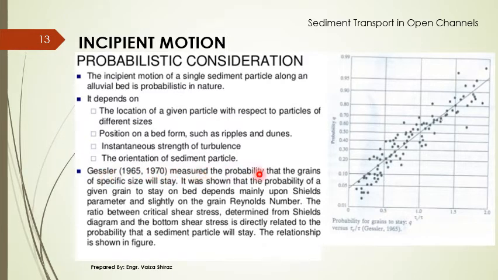Gessler measured the probability that the grains of a specific size will stay. It was shown that the probability of a given grain to stay on the bed depends mainly upon the Shields parameter and slightly on the grain's Reynolds number. The ratio between the critical shear stress determined from the Shields diagram and the bottom shear stress is directly related to the probability that a sediment particle will stay. The relation is shown in this figure. So this figure shows the graph between the probability and the ratio of the critical shear stress to the bed stress.